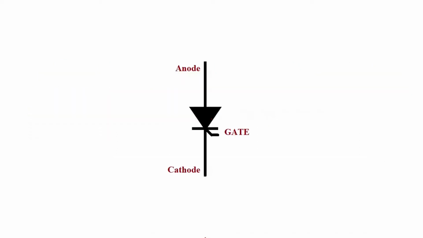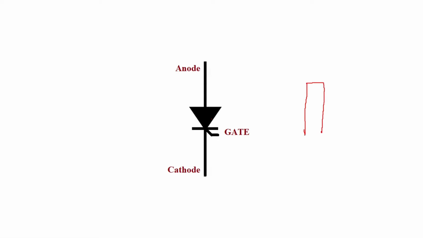So this is the first diagram. What is shown is a symbol of SCR. So here you can see the symbol of SCR. The symbol shows that you are having an anode, a gate, and a cathode. So anode, cathode, and gate, which can be structurally shown like this. You can have a structure like this.